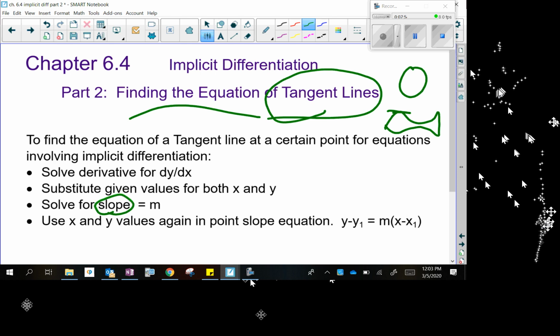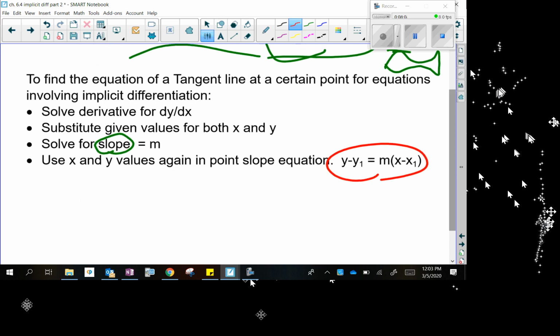So we take the derivative, we substitute the given values in, then we solve for slope, and then we just plug it in. We're even going to use a simpler version of a line, point slope. Remember point slope: if you're given a point, you use y minus the y value of your point equals your slope times x minus the x value of your point. That part is pretty simple. Okay, so let's try a couple of these.